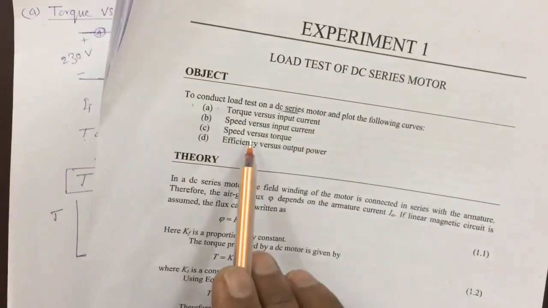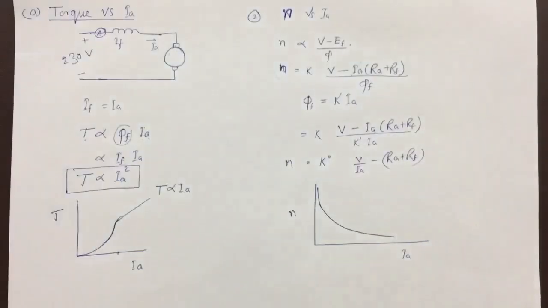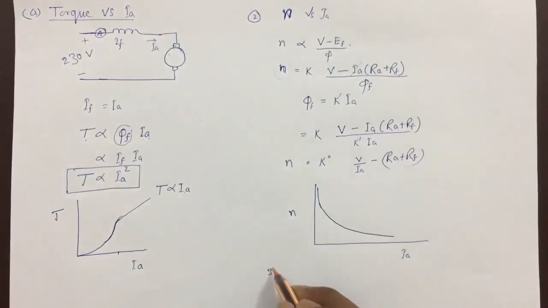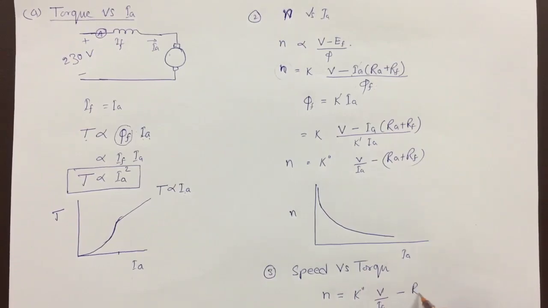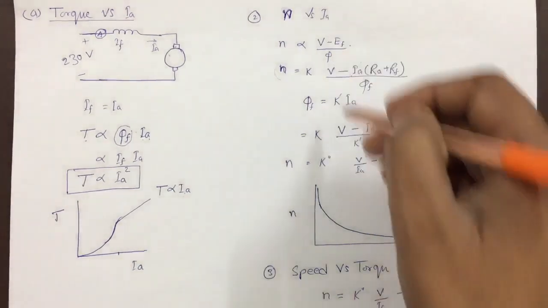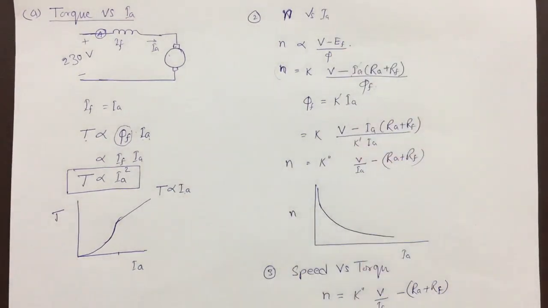Now the third point is speed versus torque. The third one is speed versus torque. Now to complete the third sub-objective of this experiment, that is speed versus torque, we have the speed versus current relationship somewhat like this, as we have done for speed current characteristics here. We have written this formula here.